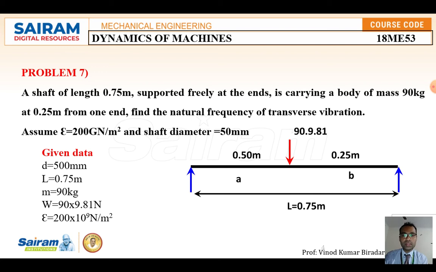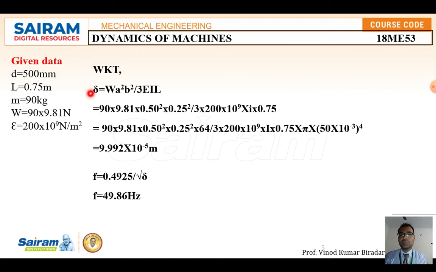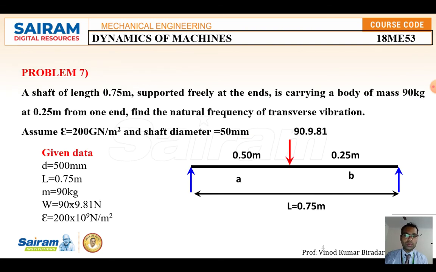So here this is the shaft, a transverse vibration shaft, upon which several forces are acting, 1, 2, 3. These are the reaction forces, but this is a single load. So in this problem you have to remember only one formula: delta is equal to W a square b square divided by 3 E I L, and f is equal to 0.4985 by the square root of delta. This is very important for solving the problem.